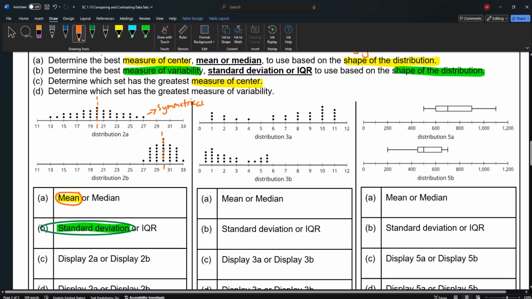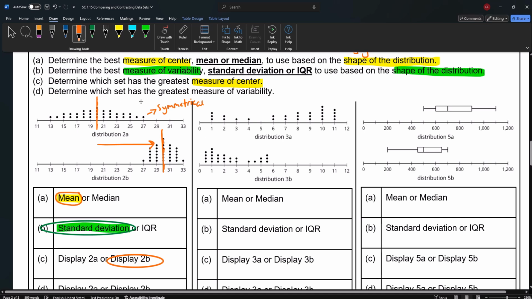For example, the middle of distribution 2A is around here, between 19 and 21. And then the middle of distribution 2B is basically shifted over to the right. So in this case, the set with the greatest measure of center is going to be display 2B. Always find the middle of both data sets, and you want to see which one's more shifted towards the right. Now let's take a look at that last question.